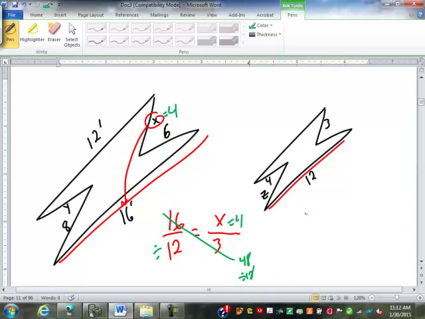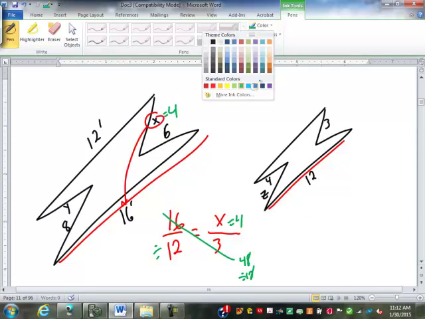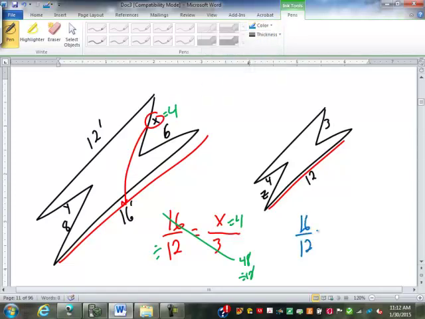To find the Y, it's the same thing. 16 goes to 12. Y goes top or bottom? Top. And what goes on the bottom? 4. So we're going to cross multiply and divide. 16 times 4 is 64, divided by 12 is 5 1/3. So that's 5 1/3.